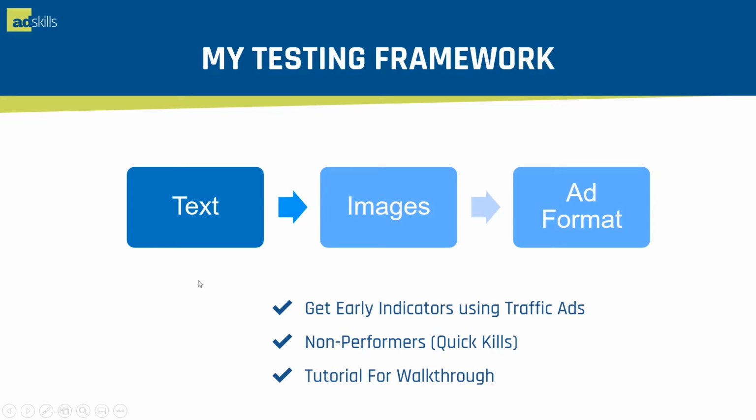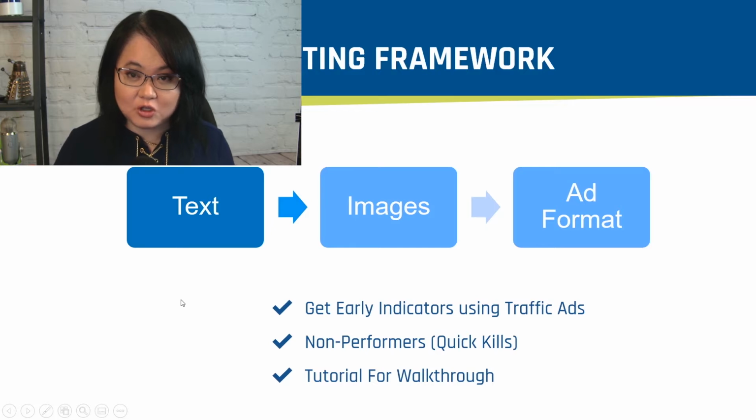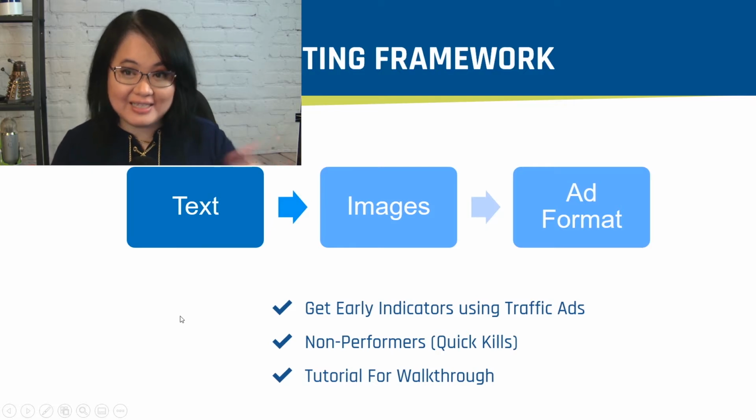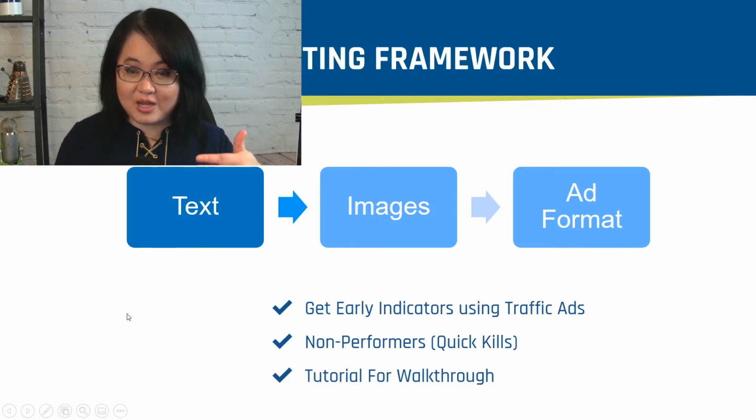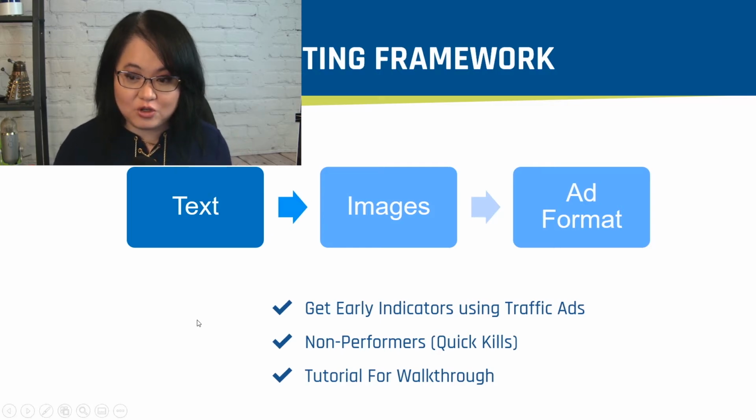So I'm going to test text in a very specific way, which I'll show you what to do. And then I'll test images, and then I'll test various ad formats like video, image, carousel. And what I'm going to do is use Facebook to help give us early quick indicators by using traffic ads. And then what you do after that is simply a matter of promoting the winners and pruning out the losers. So let me give you a walkthrough of how I actually do this.